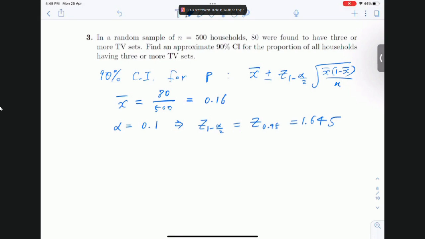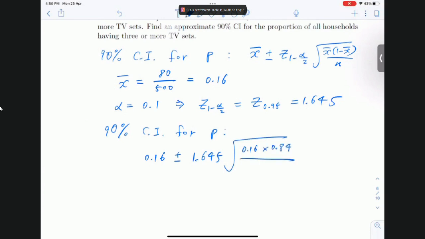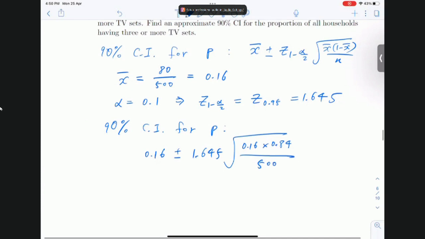So we put everything into the formula. The sample proportion plus minus the quantile multiplied to this standard error, divided by the sample size 500. I don't have this number, so I will directly write down the answer.